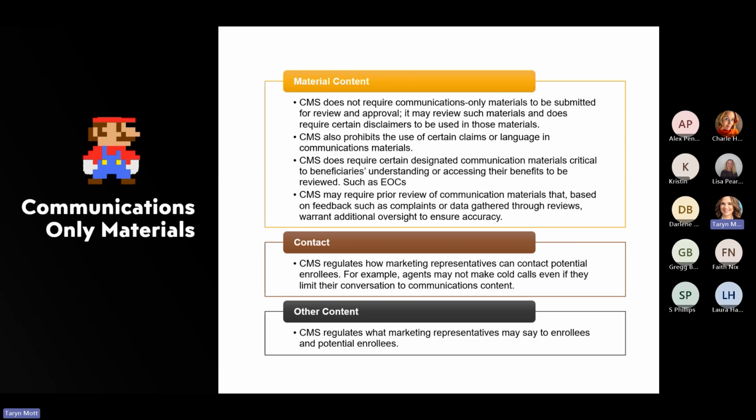Contact. CMS regulates how marketing representatives can contact potential enrollees. For example, agents may not make cold calls, even if they limit their conversations to communications content. Other content, CMS requires or regulates what marketing representatives may say to enrollees and potential enrollees. So let's dive in.